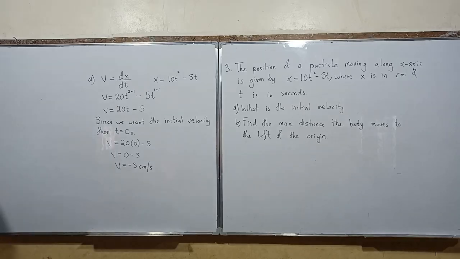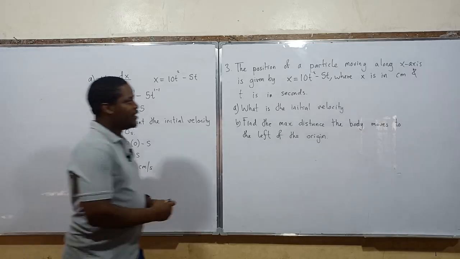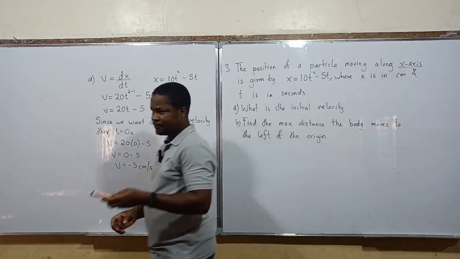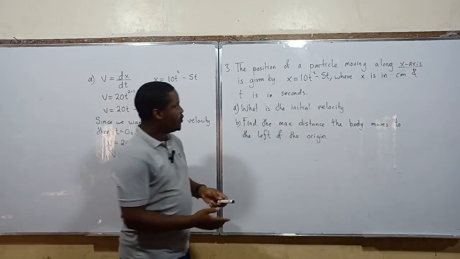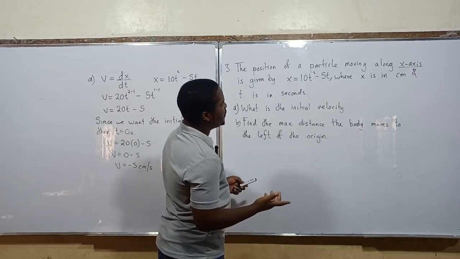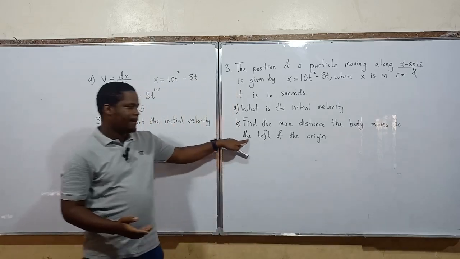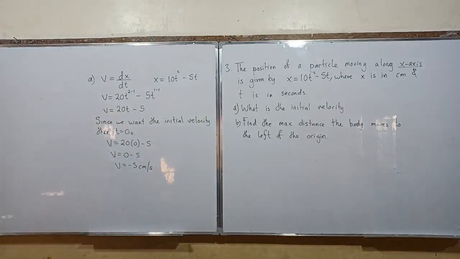Why is it a negative? No, it's in the x-axis. It's there in the question. It can't go down. We're in the x-axis. So why is it negative? It's going to the left. That's why. So this object is going to the left-hand side.